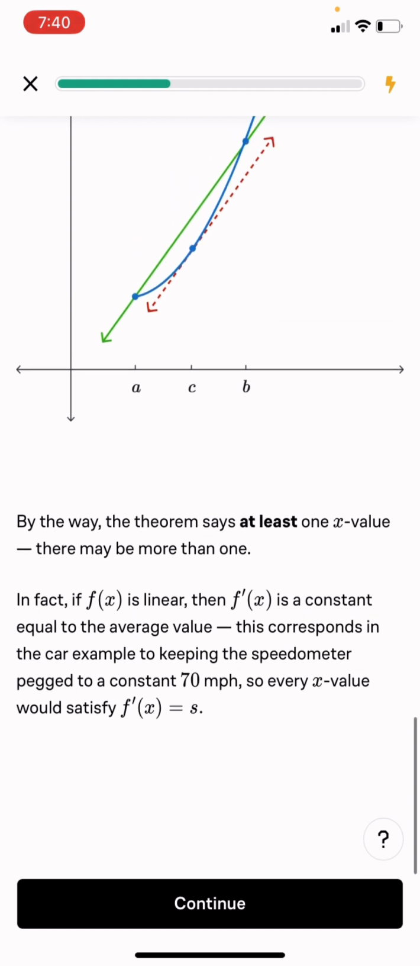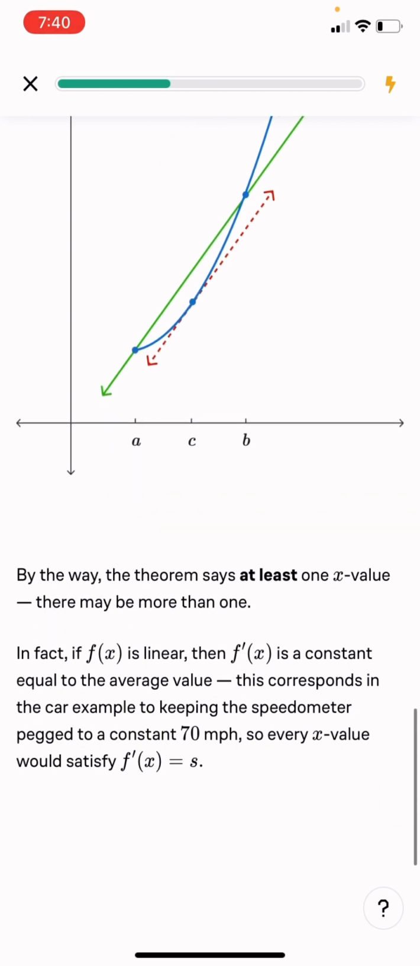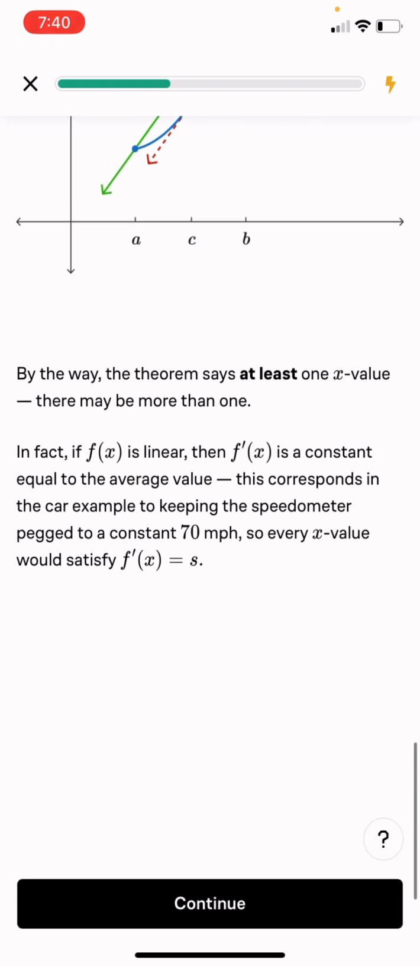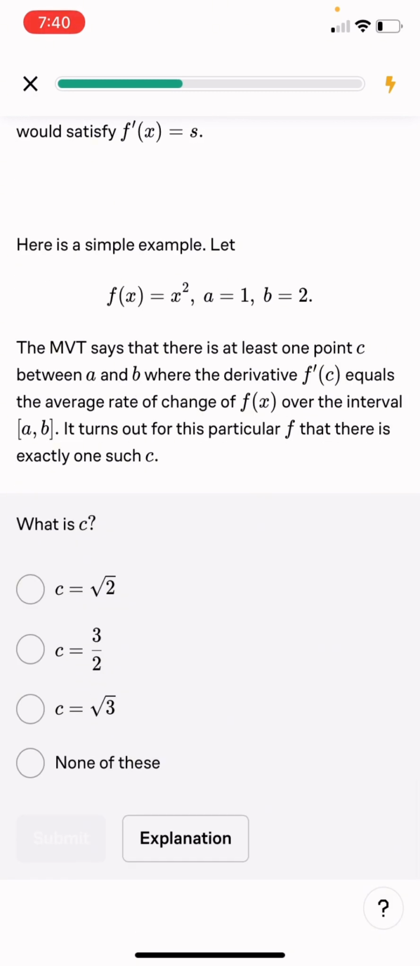Here's a simple example. f of x equals x to the second power, a equals 1, b equals 2. The MVT says that there is at least one point c between a and b where the derivative f prime of c equals the average rate of change of f of x over the interval a to b. It turns out that for this particular f there is exactly one such c. What is c? It would have to be a point between these.